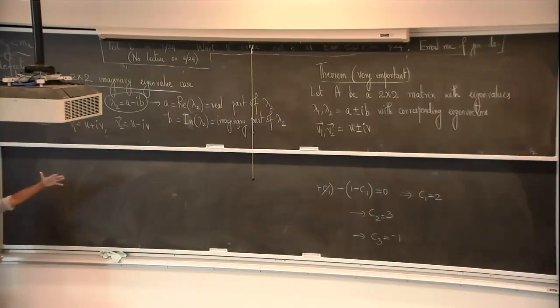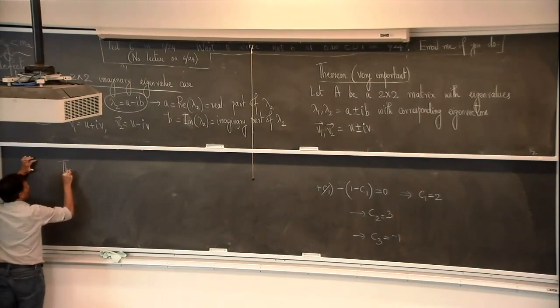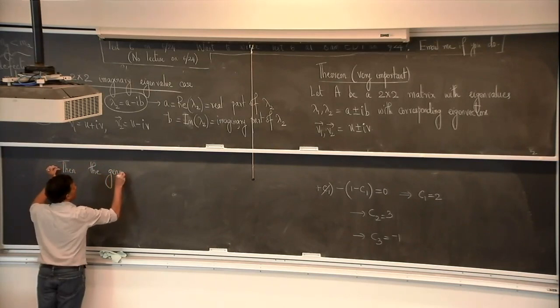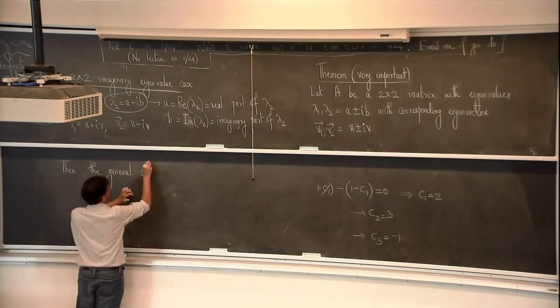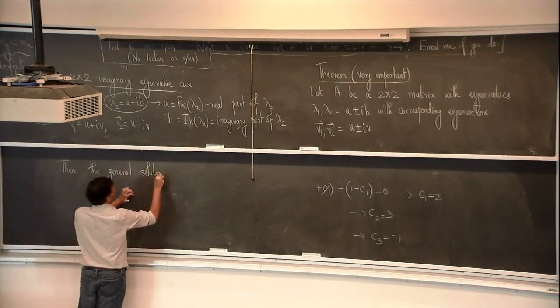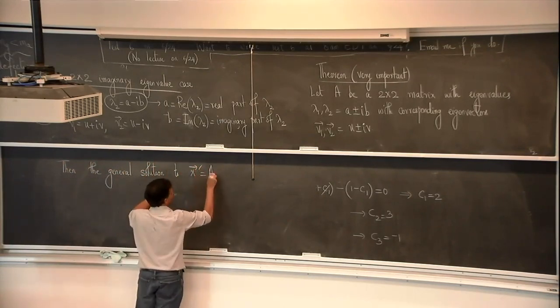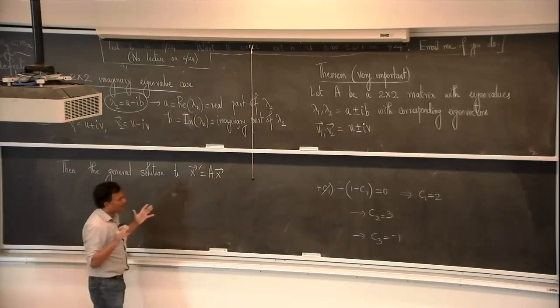So we have a pair there, eigenvalues, eigenvectors. Each eigenvalue has a corresponding eigenvector. Then the general solution to the system x prime equal to Ax. Remember that we are doing real valued problems here.